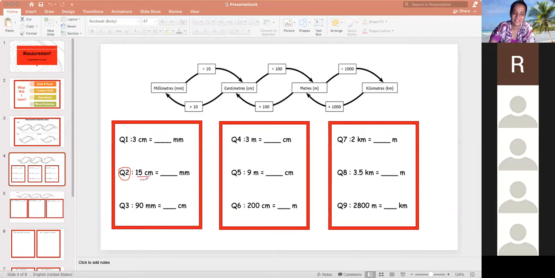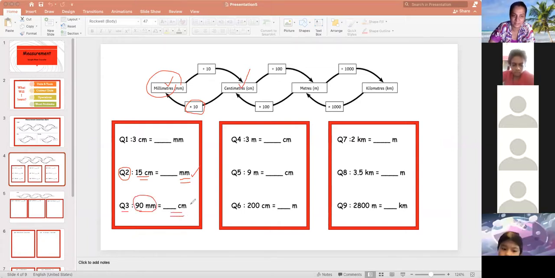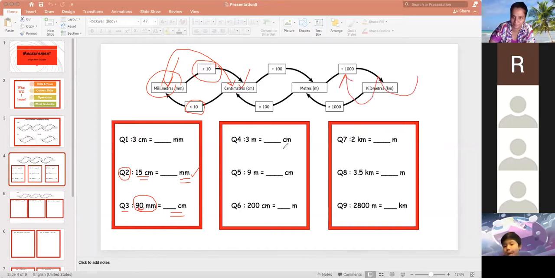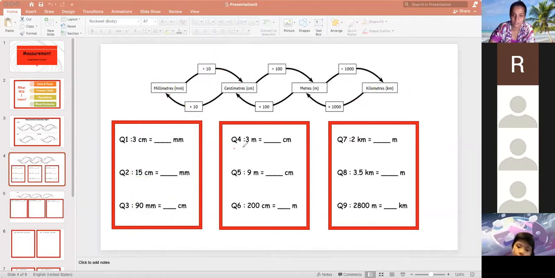Okay. 15 centimeter is how many millimeter? So, they give you centimeters. They ask you to find millimeters. So, what do? Times 10. Do you understand? Question 3. 90 millimeters. How many centimeter? So, they give you millimeters and they ask you for the centimeter. So, kamu kena bahagi with 10. So, you take 90 and you bahagi with 10. Remember, when you bahagi, your decimal goes to the left. So, this will become 9 centimeter. Understand?